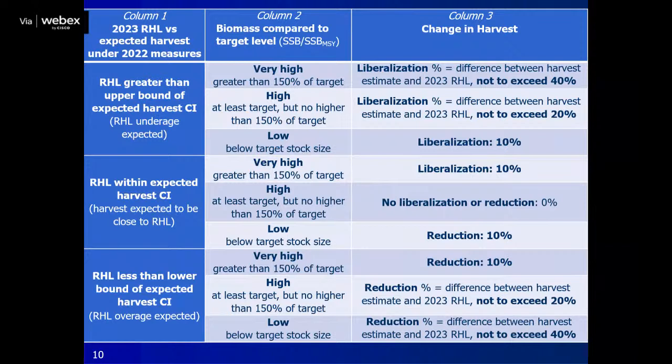So as discussed in the previous presentation, 2023 will be the first year that measures will be set using this percent change approach. This approach depends on two major factors. One, a comparison of the confidence interval around an expected harvest estimate to the upcoming year's RHL. And second, biomass stock status relative to the target. Over the next few slides, I'm going to try to break this down on a step-by-step basis as it pertains to Scup.